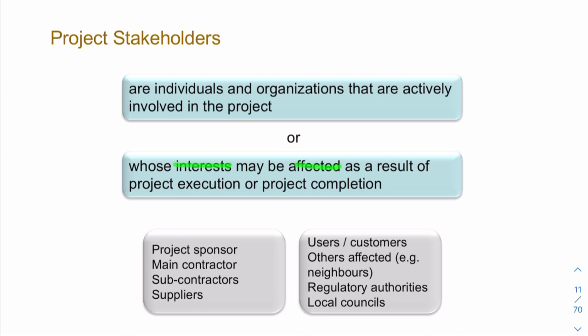Okay, so just think about yourself. Think about your final year project. Who are the stakeholders in your final year project? Obviously yourself, your supervisor. Who else? Who else has an interest that's affected as a result of the project execution or project completion? Is the head of department involved? Are your parents involved? What about your friend? What about your boyfriend or your girlfriend? Are these people stakeholders? Are they affected by the completion of your project?